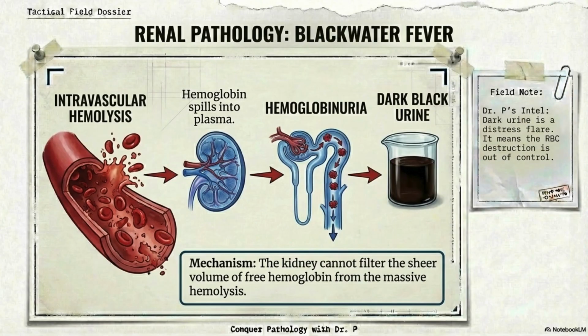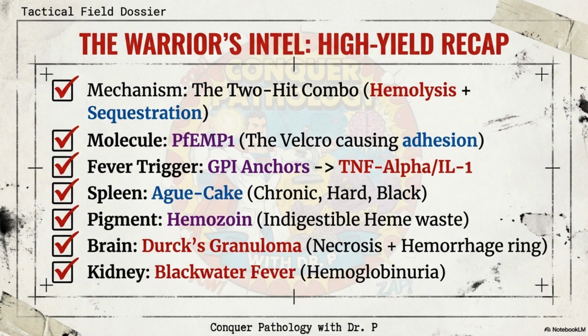Finally, the kidney, black water fever. Intravascular hemolysis spills hemoglobin into the plasma. The kidney cannot filter this sheer volume. Result, hemoglobinuria. You get dark black urine. It is a distress flare. It means the RBC destruction is out of control. There is renal failure.